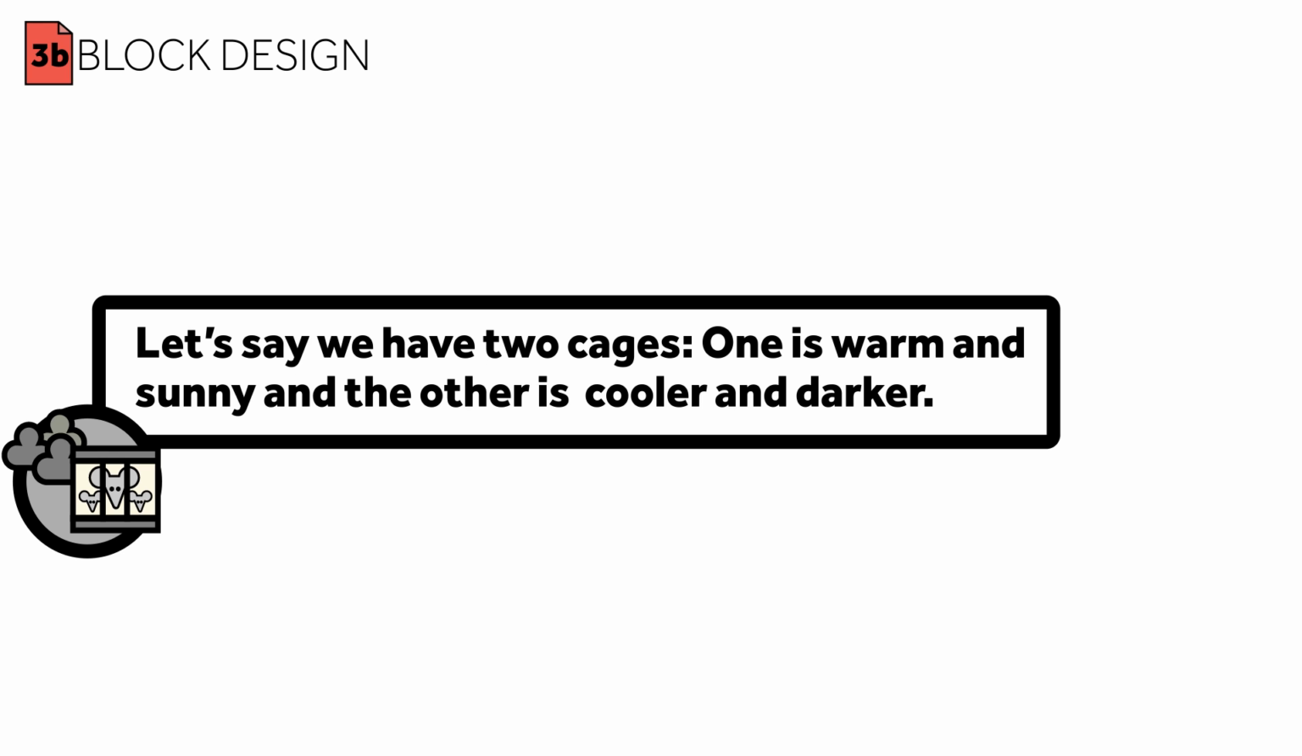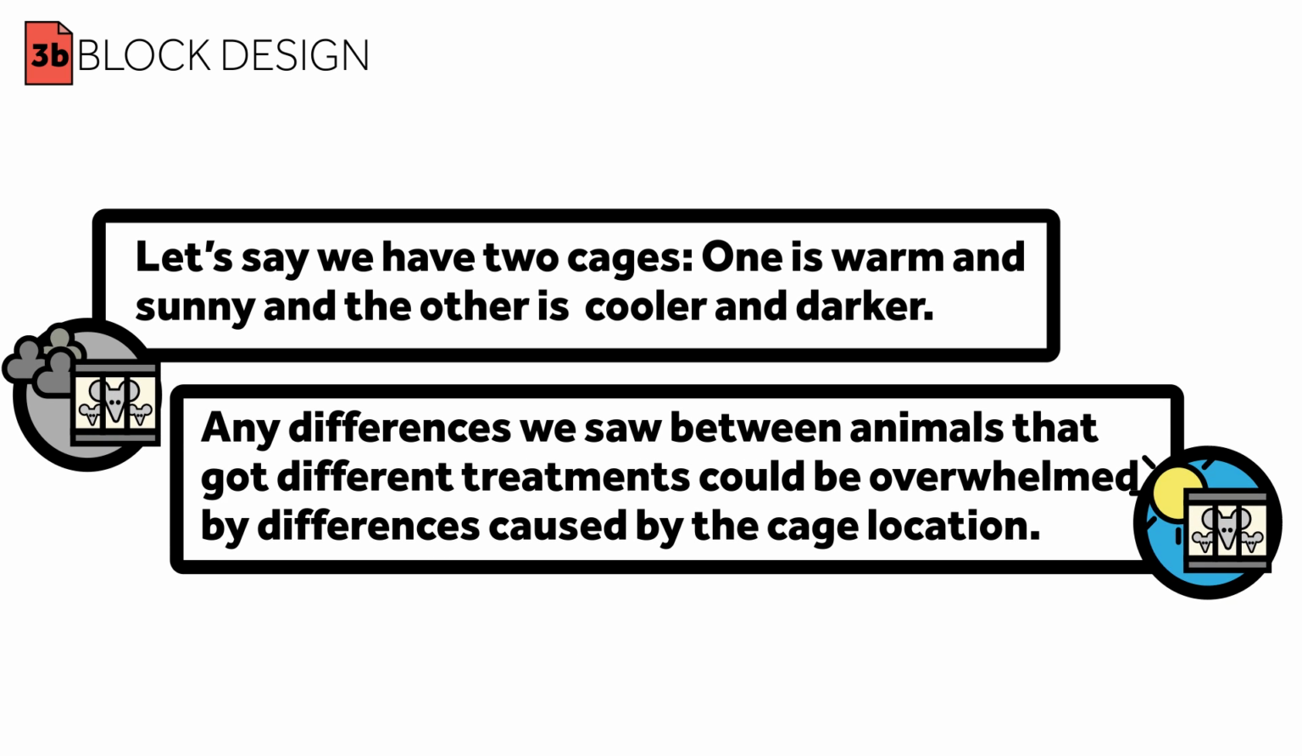Let's start with an animal model, and again, consider cages. Let's say we have two cages, one in the front where it happens to be warm and sunny, and one in the back of the room where it happens to be cooler and darker. If we gave all the animals in one cage one treatment, and all the animals in the other cage the other treatment, then any differences we saw between animals that got different treatments could be overwhelmed by differences caused by the location of the cages in the room. Maybe the outcomes we observed were largely due to temperature and sunlight differences.